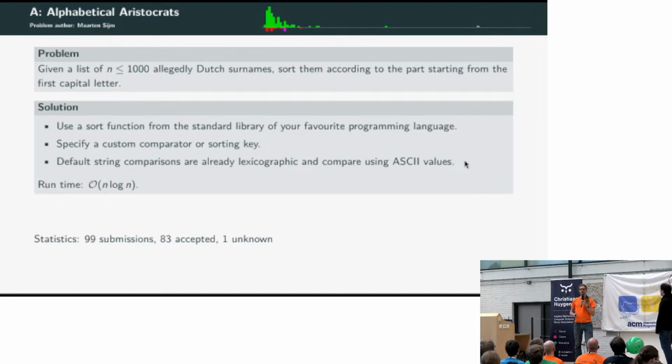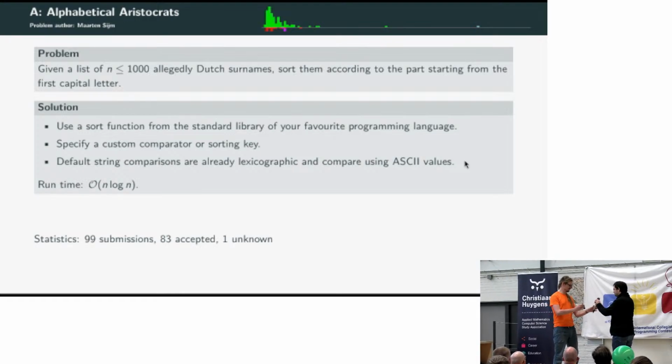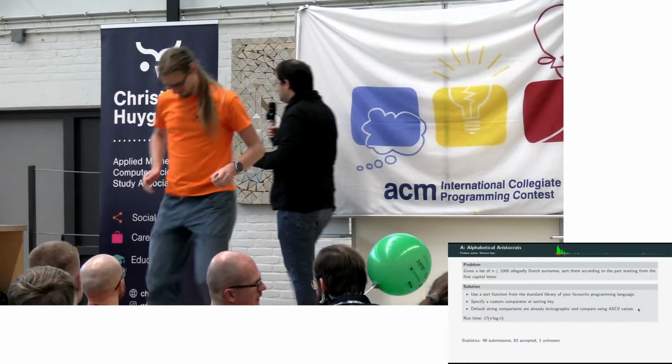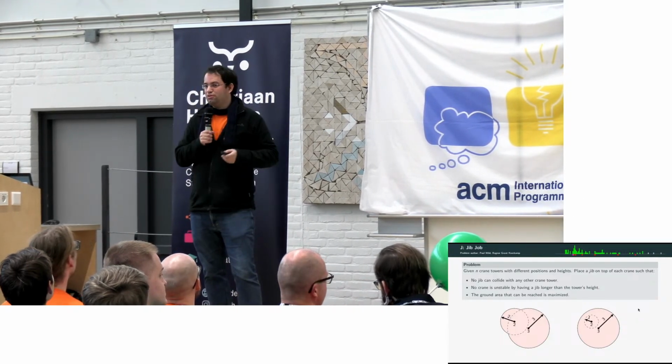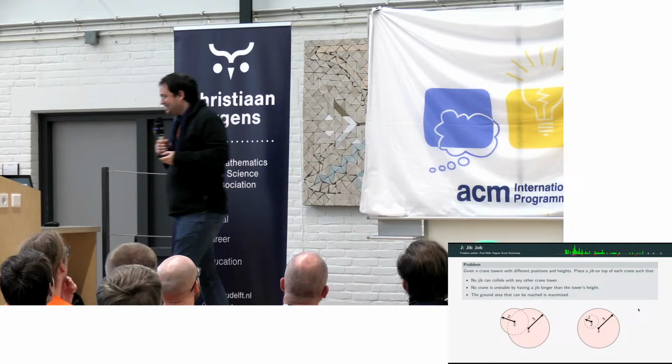And next up, Paul will explain problem J. Yeah, thank you, Ragnar. So problem J was another easy problem, but you will see that the solve graph looks kind of different for this one.